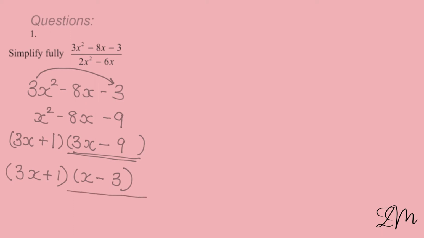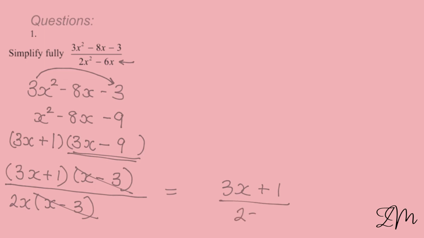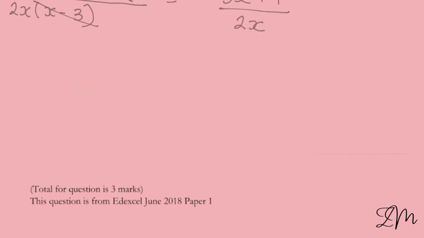And on the denominator, all we need to do is take 2x outside the bracket, and we get x minus 3. These cancel, and our final answer is then 3x plus 1 over 2x. So that's simplifying with factorising the top.